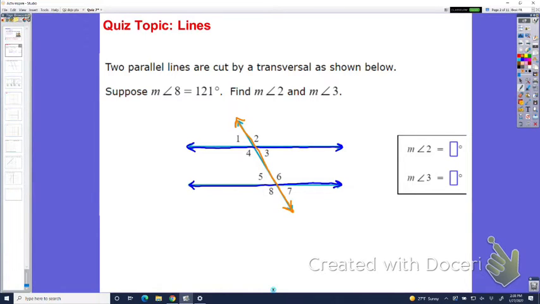It gives you an angle measure to start with. It tells us the measure of angle 8 is 121 degrees. Find the measure of angle 2 and 3. These are the ones I'm trying to find out.